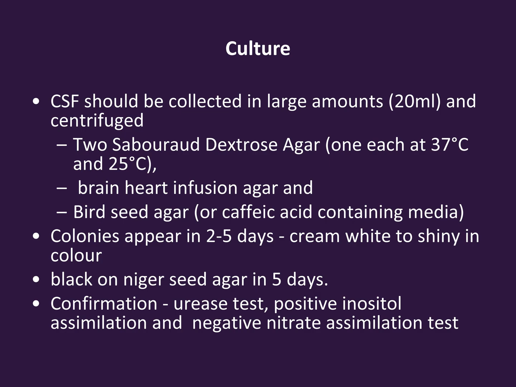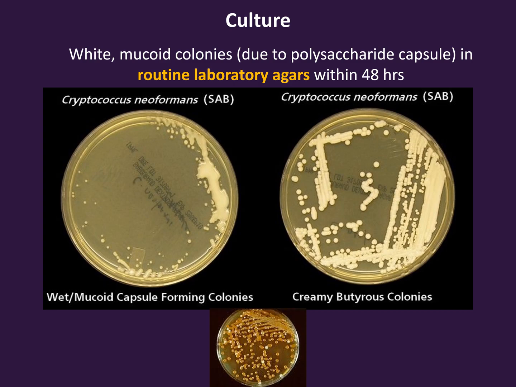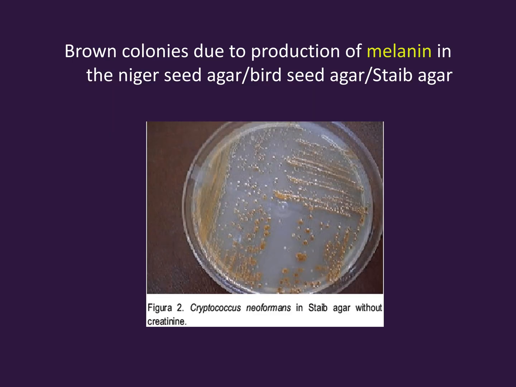So in this slide, you can see the white mucoid colonies due to the polysaccharide capsule in the routine laboratory agar within 48 hours. The first one is the Sabouraud's dextrose agar, in which we can see a typical white mucoid colony. There we can see that there is a production of melanin in a Niger seed agar, or a bird seed agar.